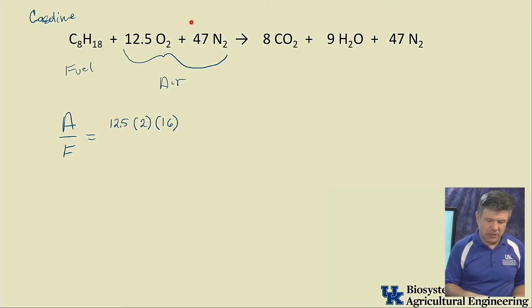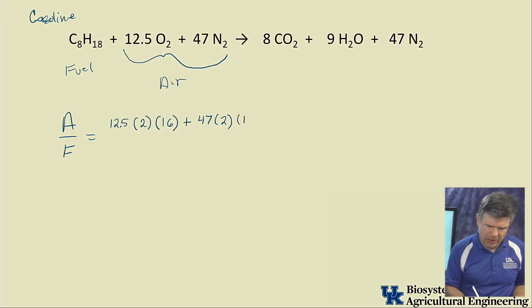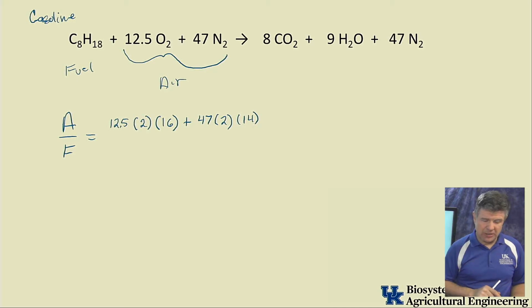Now, what about the nitrogen? The nitrogen is also part of the air, and I have 47 of those things. So I'm going to add to this, plus I have 47 nitrogen molecules. Each nitrogen molecule has 2 atoms in it. So I take 47 times 2, and then each atom has an atomic weight of 14. So I multiply that by 14. And that's my air component. I got all of my oxygens up here. I've got all of my nitrogens, and they come down here. That's going to give me the mass of air that needs to go into that engine.